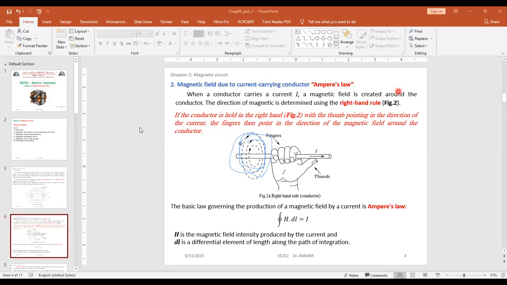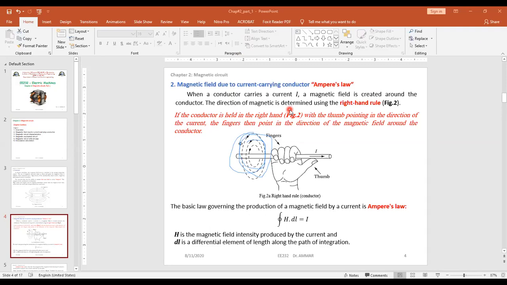So I wrote it here in red. This is a rule. If the conductor is held in the right hand with the thumb pointing in the direction of the current, the fingers then point to the direction of the magnetic field. So the magnetic field is around.